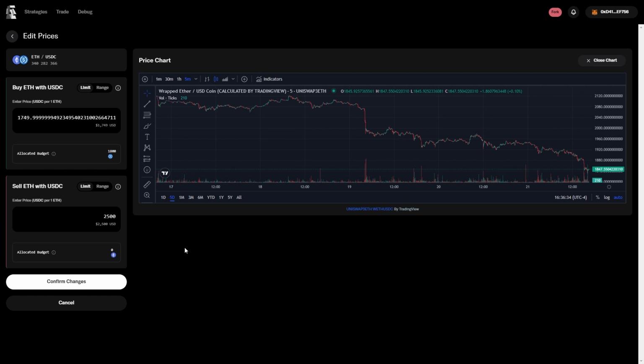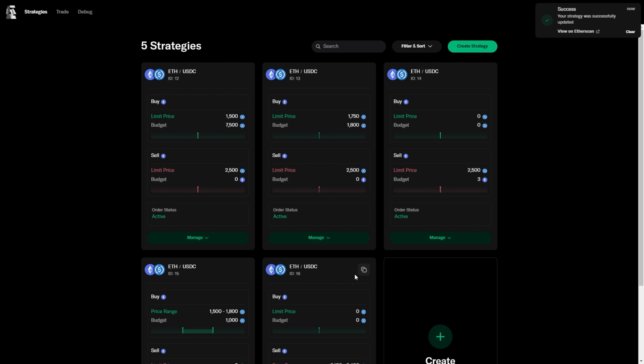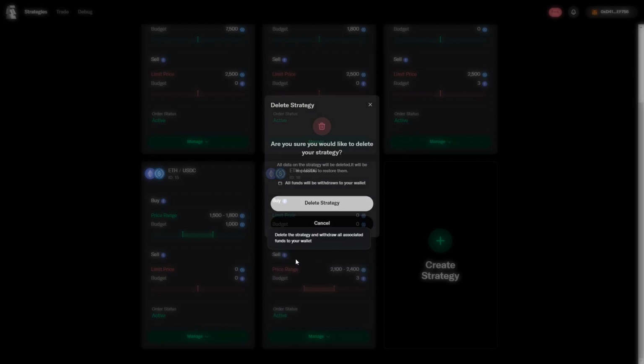Disposables can become recurring, limits can become range, recurring can be disposable, and range can turn into limits. It's almost like you're making a whole new strategy, except the gas you spent on creating the NFT when you deposited it the first time doesn't have to be redone, so it costs less gas.